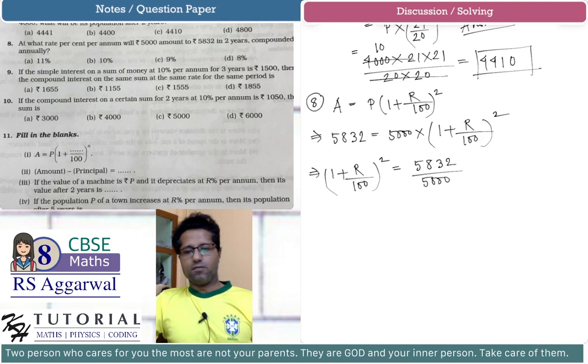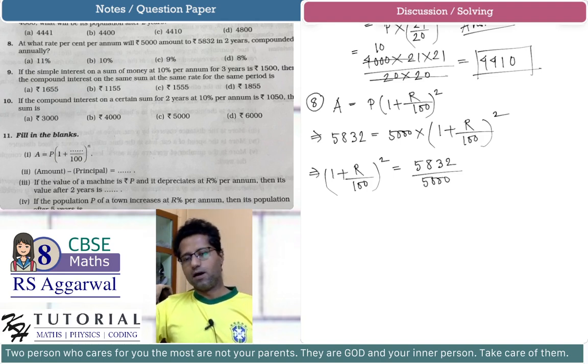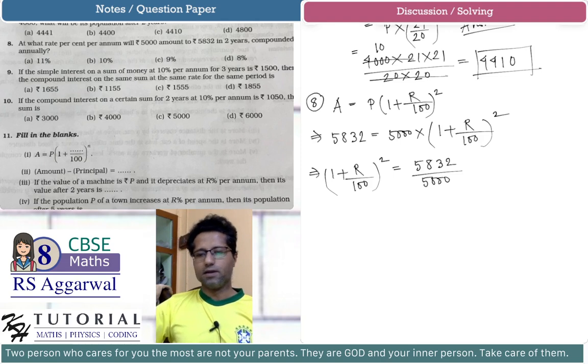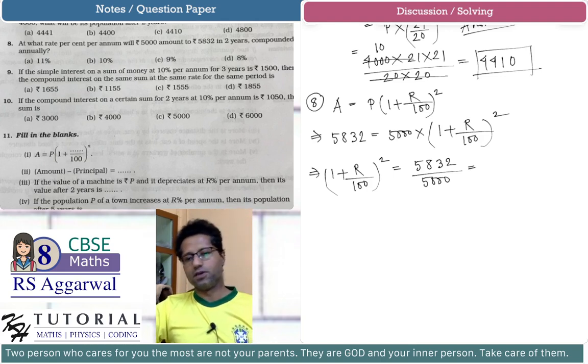Now for solving this kind of problem, you see the left hand side is an exponential term with the power 2 and the base 1 plus R by 100. The unknown R is in the base. So somehow we have to express the right hand side of the equation as an exponential term where the power will be 2. Then we can equate the 2 bases, and from that we can solve for R. Now how do we convert the right hand side into an exponential term with power 2? So we have to do a little bit of simplification.